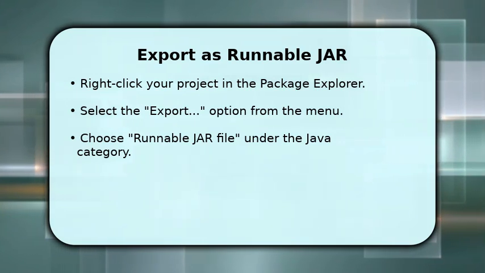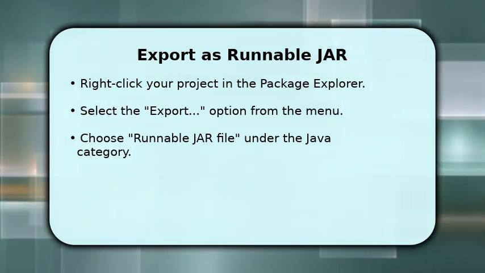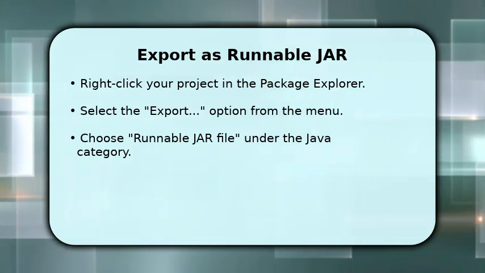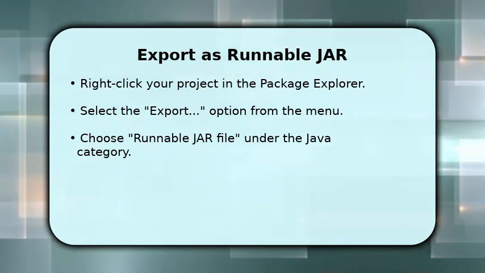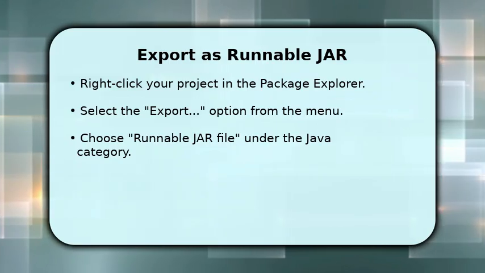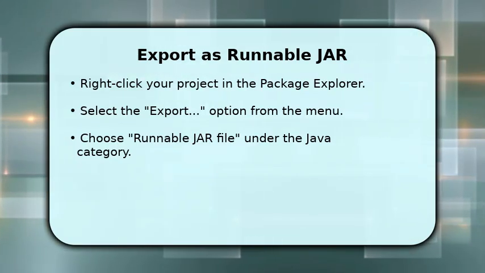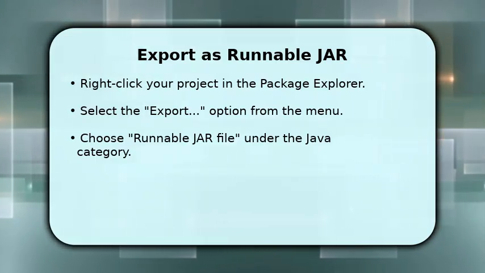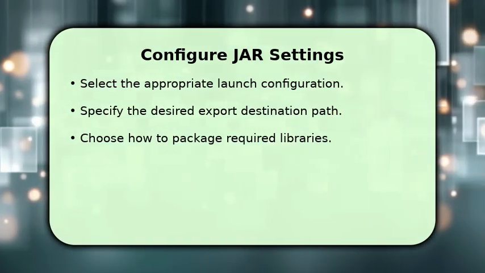In Eclipse, locate your project in the Package Explorer, right-click on it, and select Export. From the Export wizard, expand the Java folder and choose Runnable JAR file. This option is ideal for creating a self-contained executable that includes all necessary dependencies, making it easy to run your Selenium tests independently. Next, you'll configure the JAR file settings.